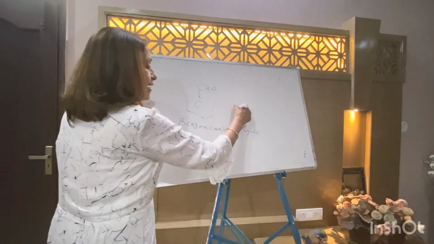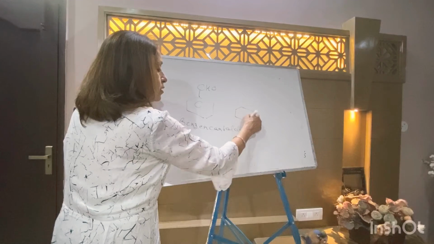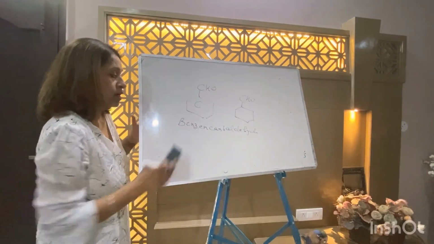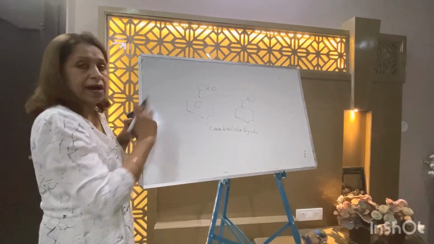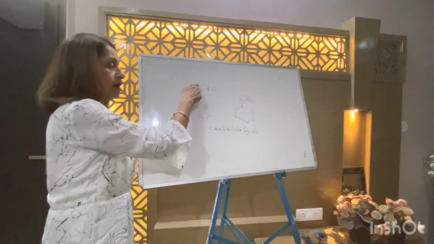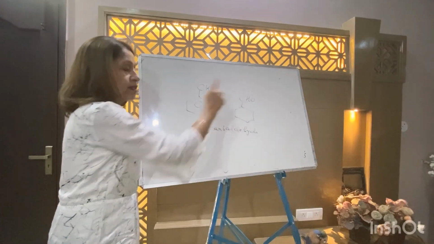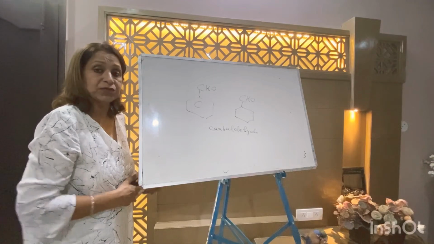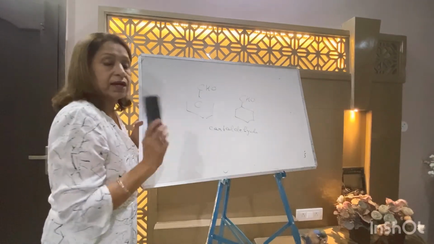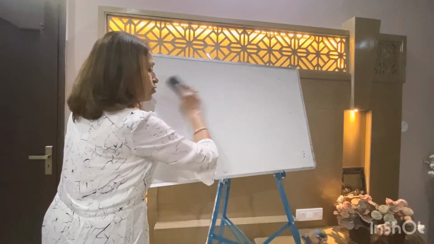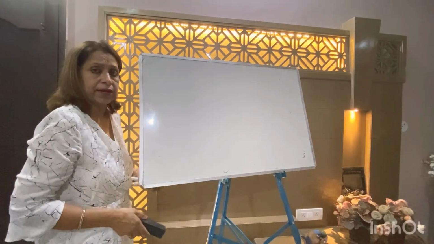Same if it is attached to a cyclic compound, so it is your cyclohexane carbaldehyde. You can write it's a benzene carbaldehyde, it's a cyclohexane carbaldehyde. But when it is attached to an aliphatic, it's called al. It has two names, carbaldehyde and carboxaldehyde. Either carbaldehyde or carboxaldehyde, no matter.